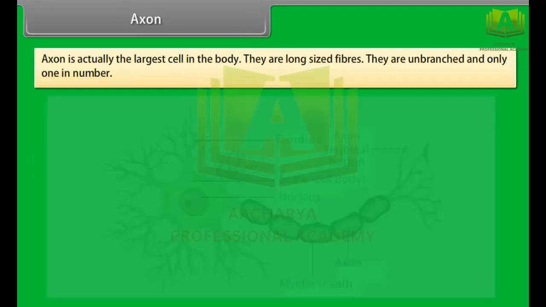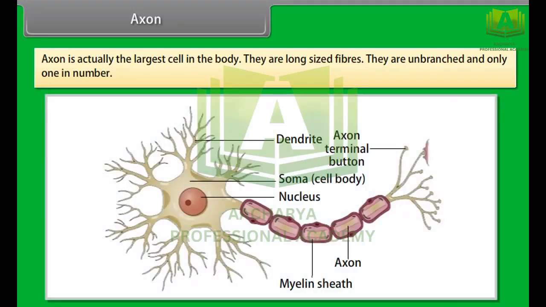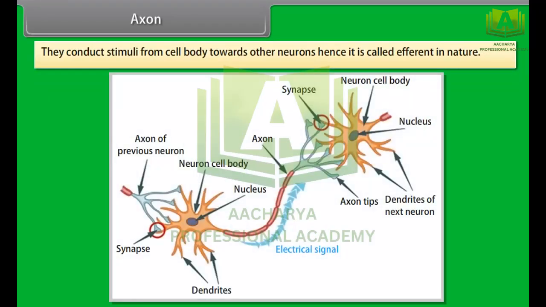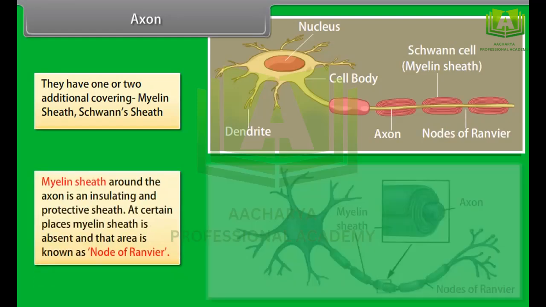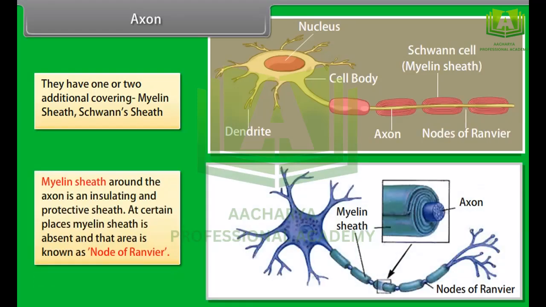Axon. Axon is actually the largest cell in the body. They are long-sized fibers. They are unbranched and only one in number. They conduct stimuli from cell body towards other neurons, hence it is called efferent in nature. They have one or two additional coverings. Myelin sheath, Schwann sheath. Myelin sheath around the axon is an insulating and protective sheath.